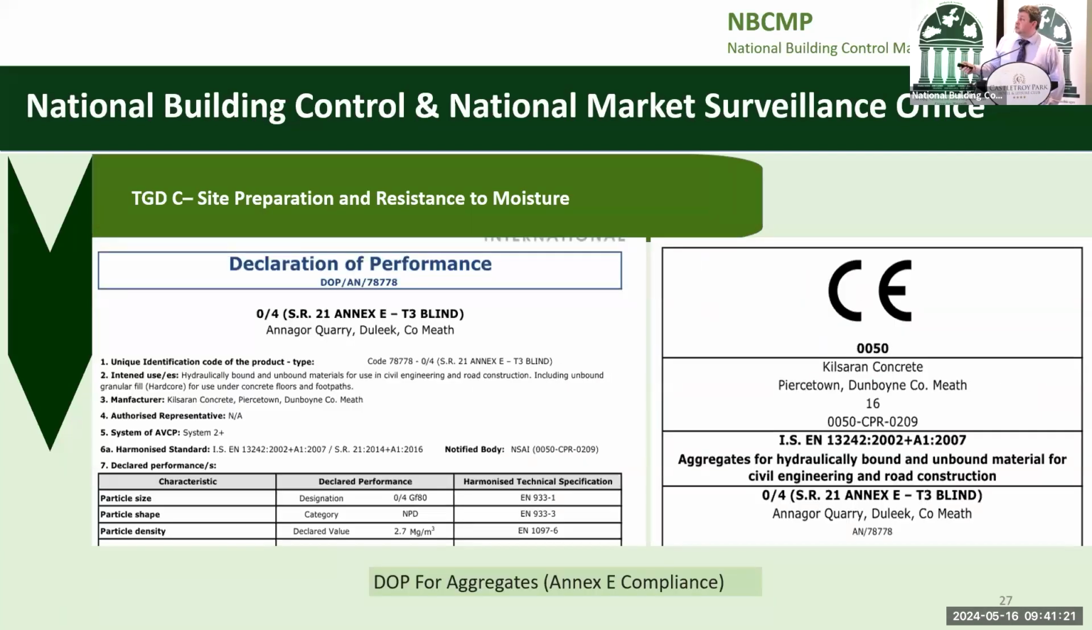When you actually get your DOP, you need to check what you're actually buying here. So this is a T3 blind. You need T1 or T2 or T0 strut. And you need to make sure that that's specified. The CE marking, check here the code here, that's the notified body. You want to check that it's a System 2 Plus as well.